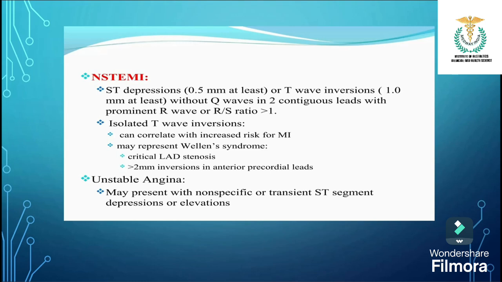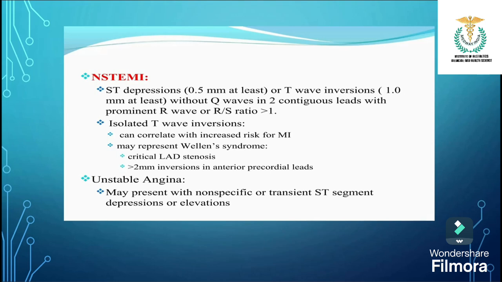Non-ST elevation MI: here there is ST depression or T wave inversion without Q wave in two contiguous leads with prominent R wave or R/S ratio more than 1. Isolated T wave inversion can correlate with increased risk of MI, and it may represent Wellens syndrome, that is critical LAD stenosis, with more than 2 millimeters of inversion in anterior precordial leads.